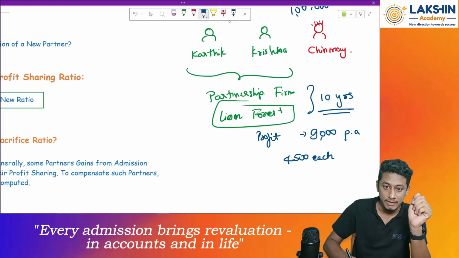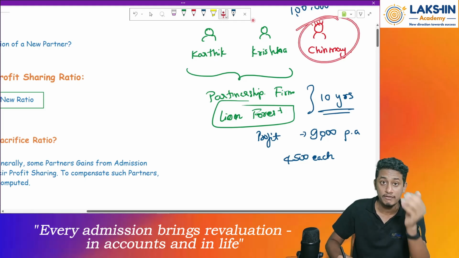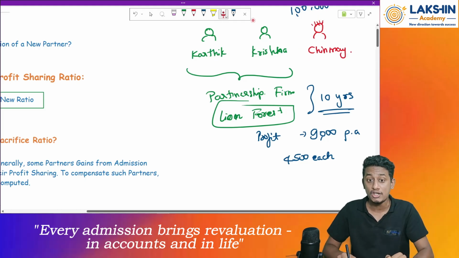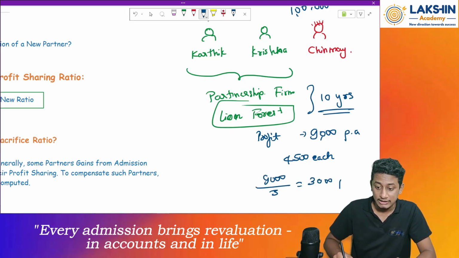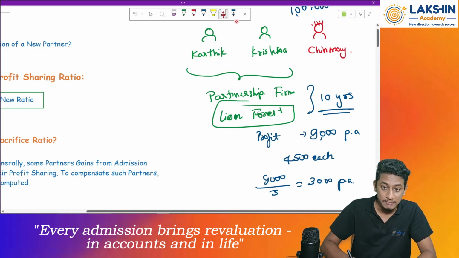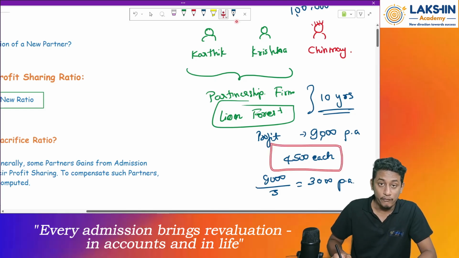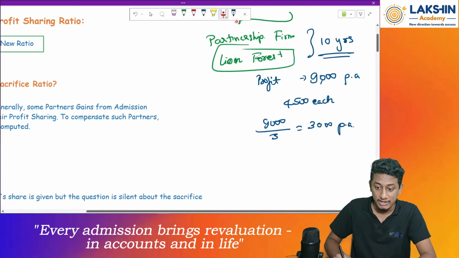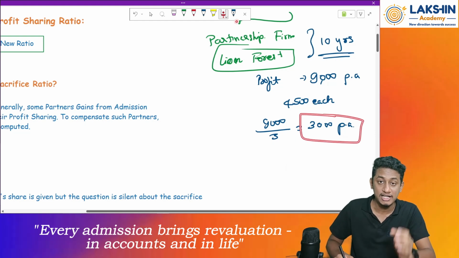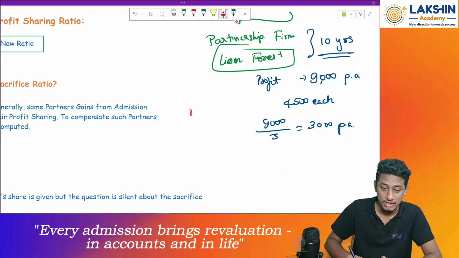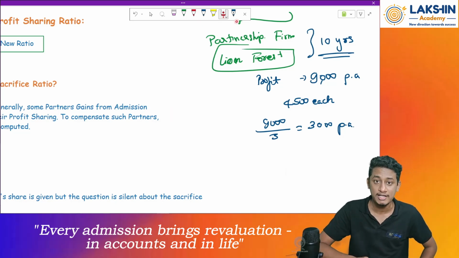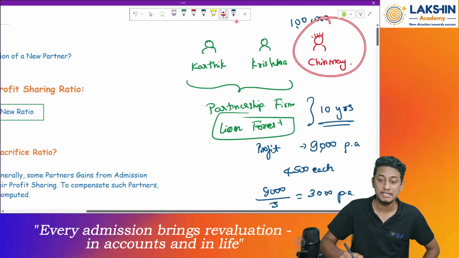But once Chinmay comes in, I should divide the profits equally among three. Now how much will each of them get? It is 9,000 divided by 3 people, that is rupees 3,000 per annum. That means before it was 4,500 each, but now it is only 3,000 each. So Karthik and Krishna both are losing how much? 1,500 rupees profit they are losing. Why? Only because they have admitted Chinmay.